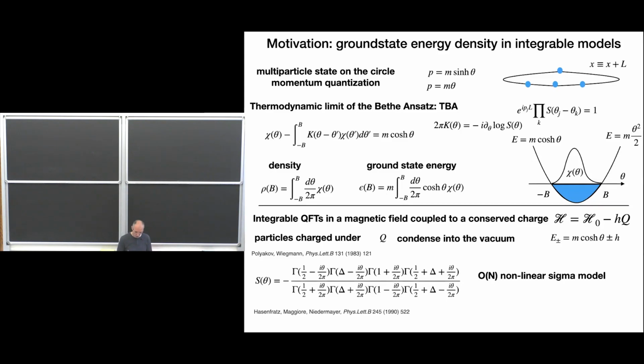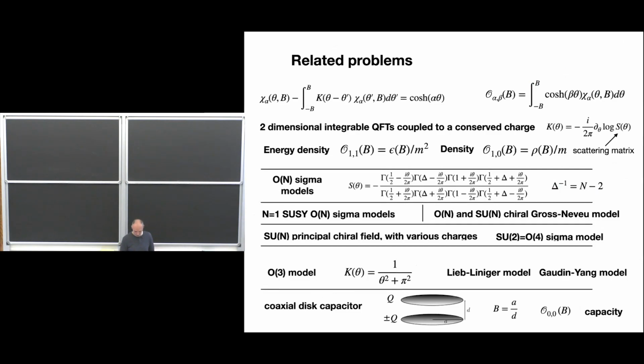So this is the equation I would like to solve today. This is going to be the complete solution of the ground state energy in the Lieb-Liniger model, and also in this O(N) model in a magnetic field.